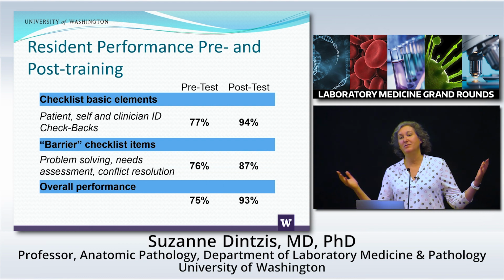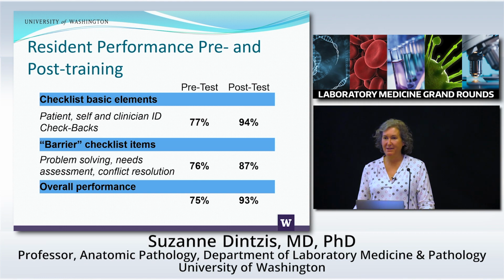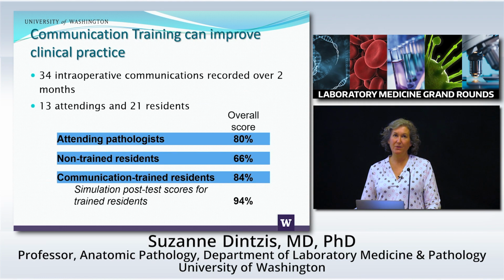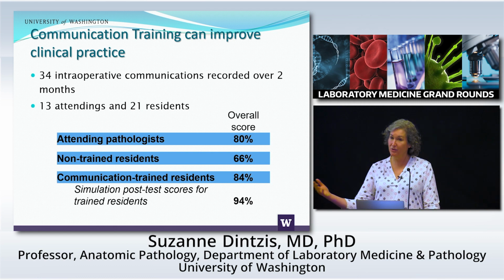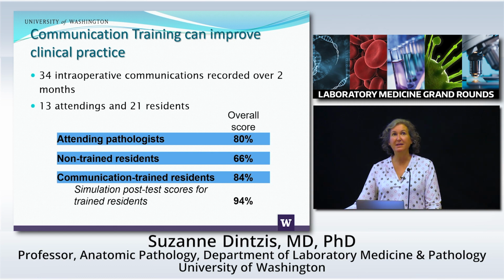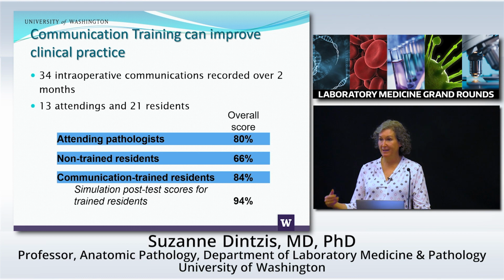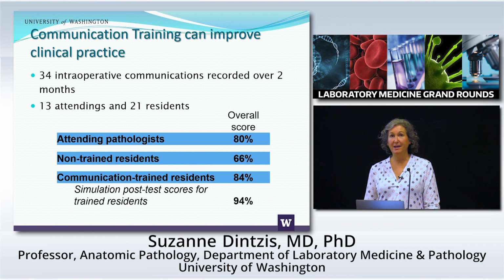So great, they improved on a simulation, but what happens in the real world? So we actually recorded 34 intraoperative communications and scored them using the same checklist. You can see there were 13 attendings, 21 residents, some of whom had had training, some of whom had not. And the attending pathologist overall score was luckily higher than the non-trained residents. But after communication training, the residents improved quite considerably.